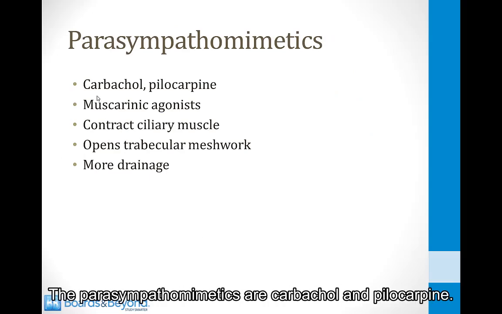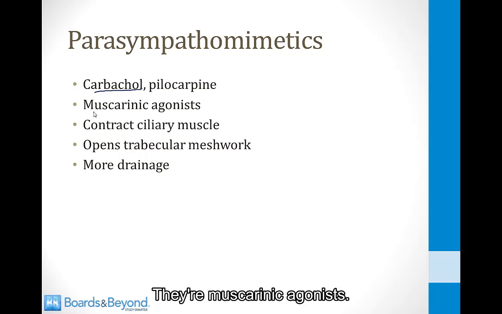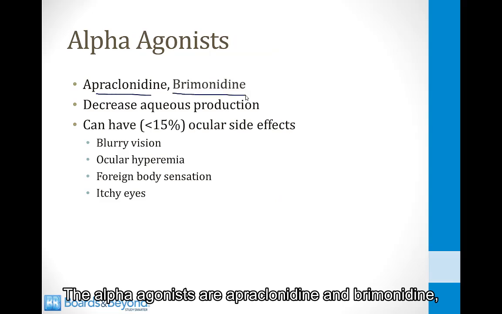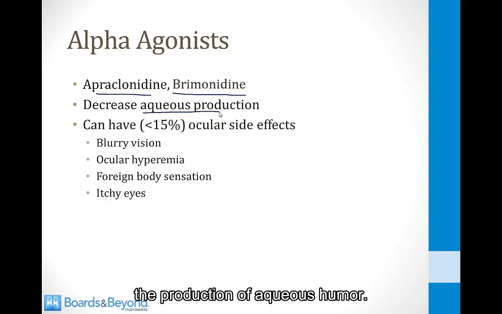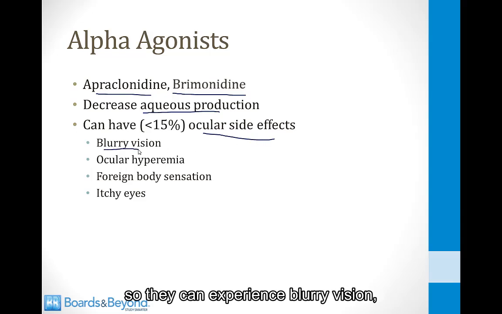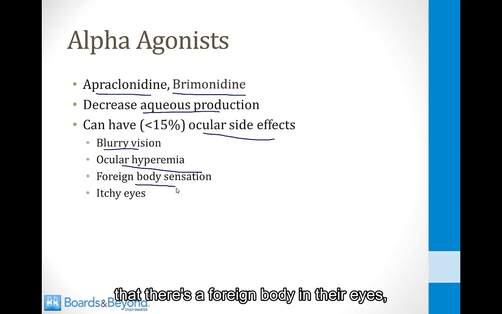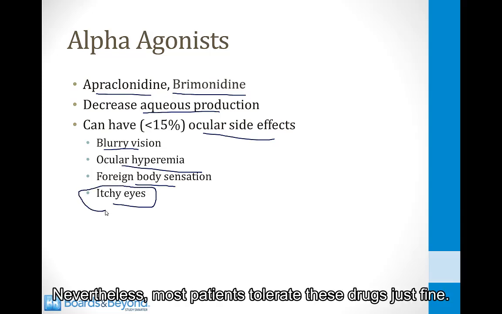The parasympathomimetics are carbachol and pilocarpine. They are muscarinic agonists. They contract the ciliary muscle so the trabecular meshwork opens up and you get more drainage. The alpha agonists are apraclonidine and brimonidine, and they are going to decrease the production of aqueous humor. A little under 15% of patients have some type of ocular side effects, so they can experience blurry vision, they can get red eyes, they can have a sensation that there's a foreign body in their eyes, or they can be itchy. Nevertheless, most patients tolerate these drugs just fine.